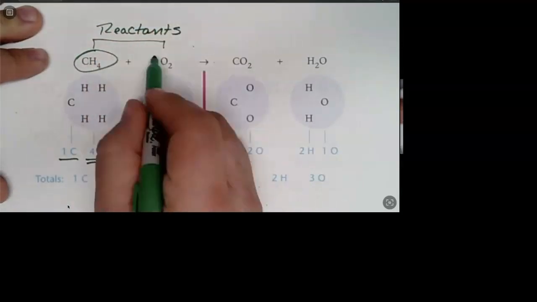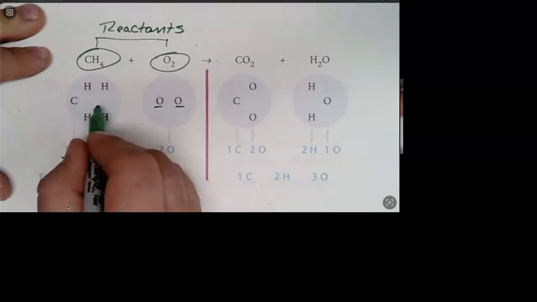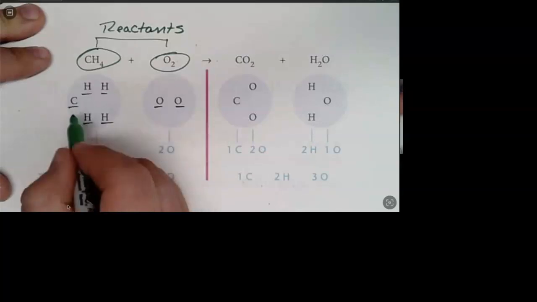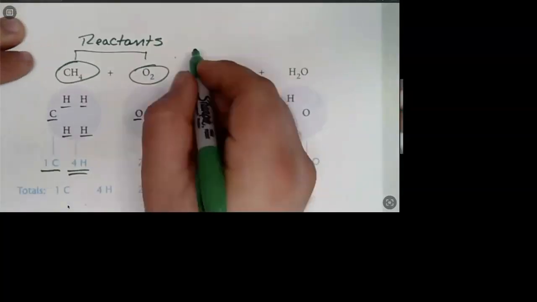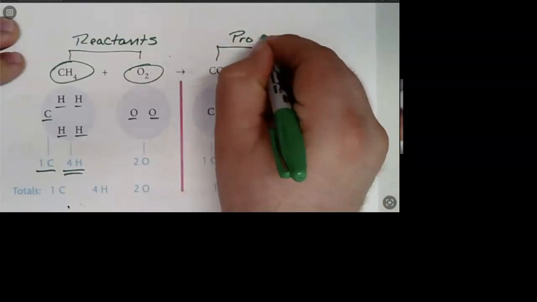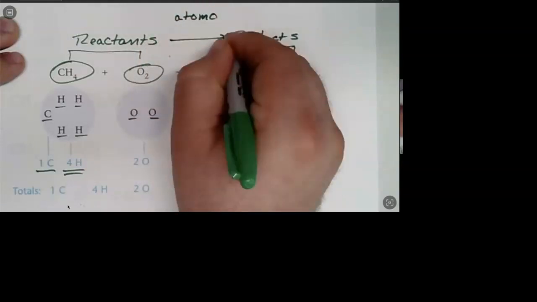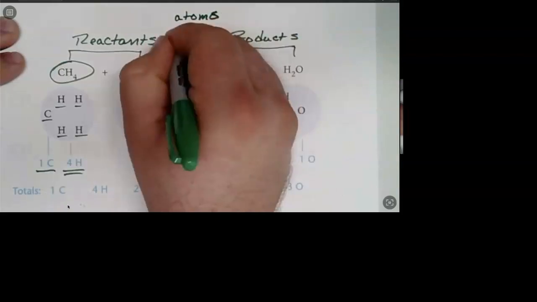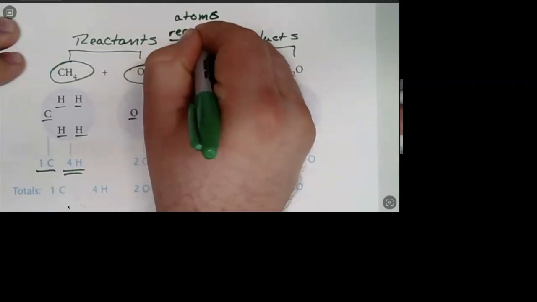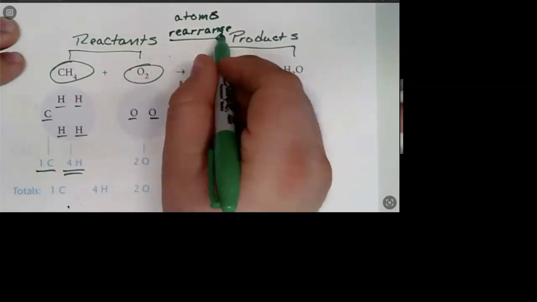Okay? And I've broken this oxygen into 2 separate oxygens. I've broken up the methane into 5 separate atoms. Now over here, I have the products. And what's happening is the atoms are rearranged. So reactants rearrange into products.